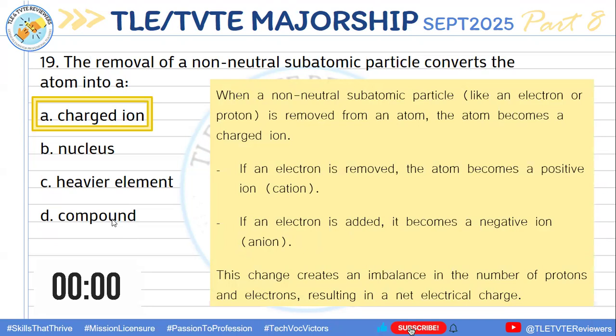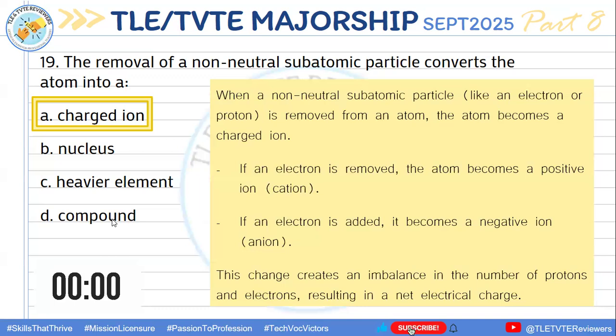For letter B, nucleus, this is incorrect because the nucleus is the central part of an atom. But removing a particle doesn't convert the atom into just a nucleus unless all electrons are stripped, which is not what the question describes. Letter C, heavier element, is still incorrect because changing the element requires changing the number of protons, not just removing a subatomic particle. Also, removing something doesn't make it heavier.